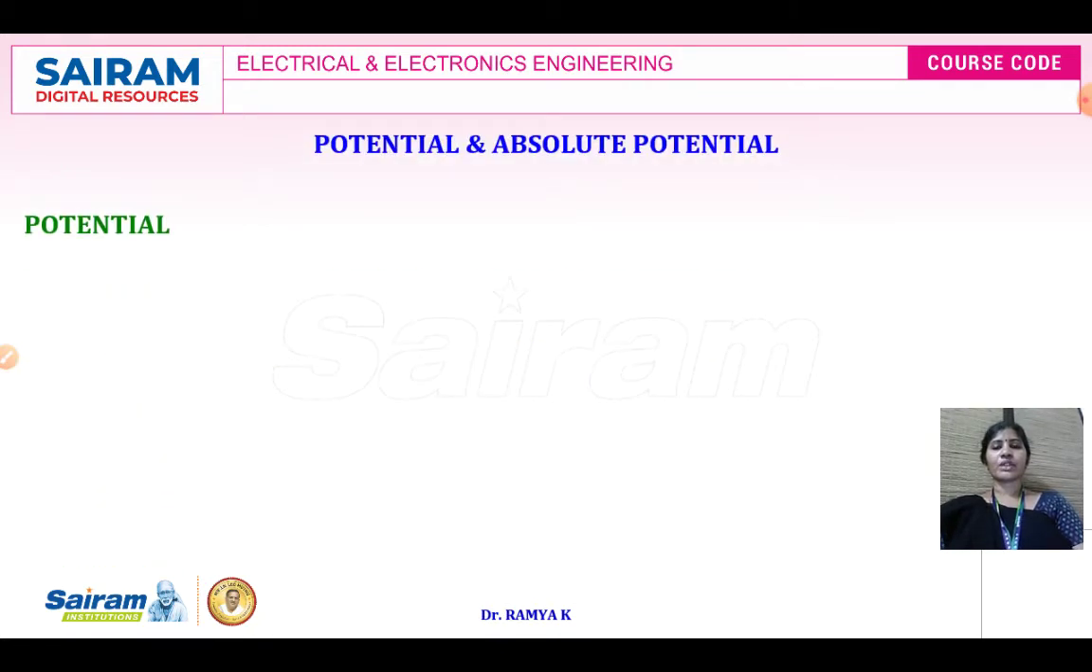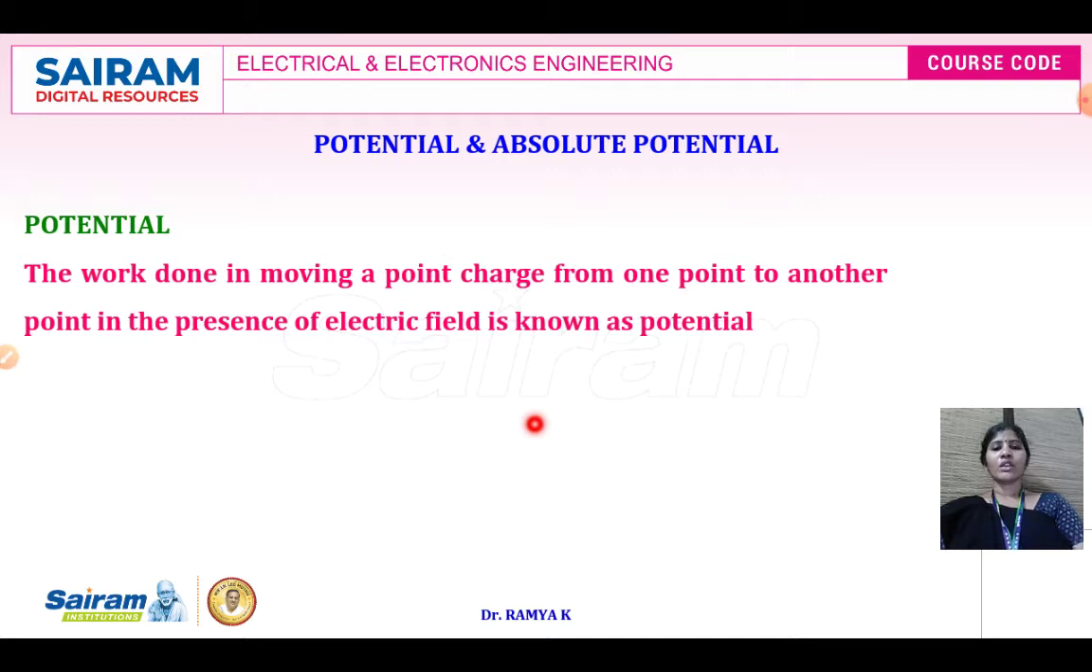Potential and absolute potential. What is meant by potential? It is defined as the work done in moving a unit positive test charge from one point to another point in the presence of an electric field. Here, by applying an external source, it is possible for us to move the charge from one point to another point in the presence of the electric field. The general equation for the potential is going to be V is equal to Q divided by 4 pi epsilon naught into R.